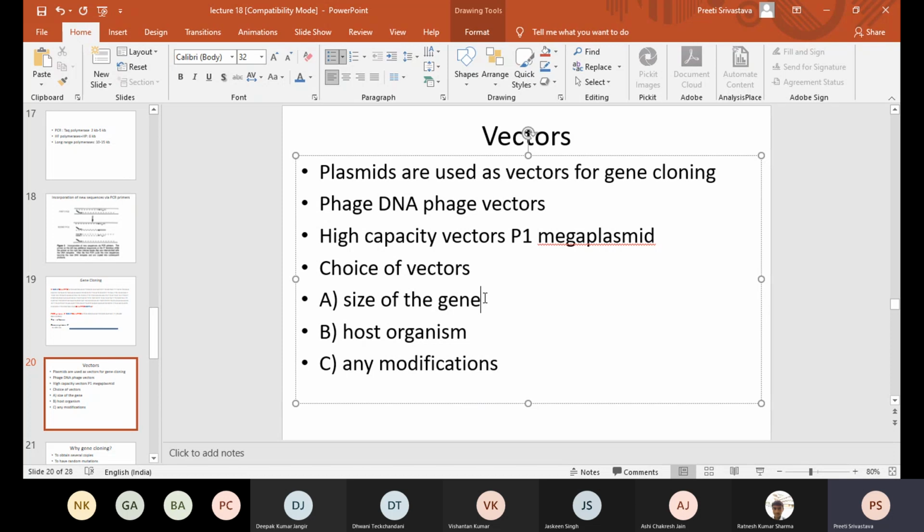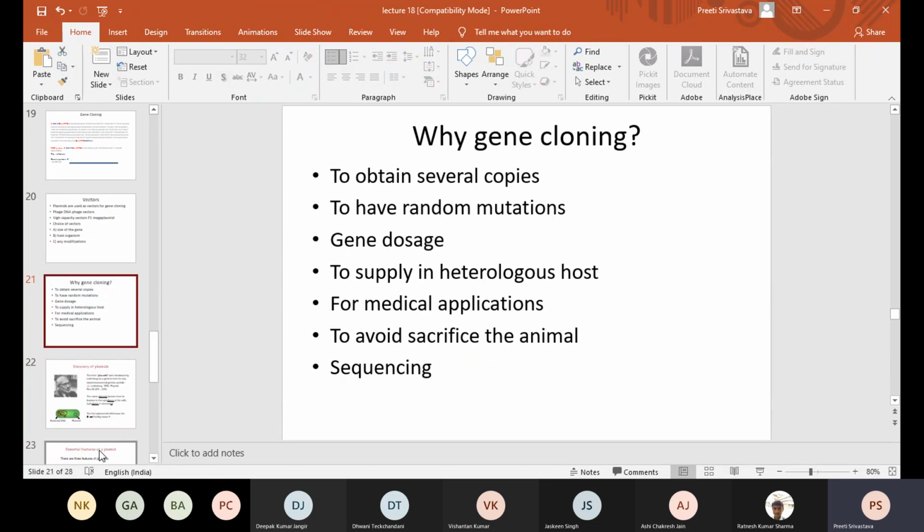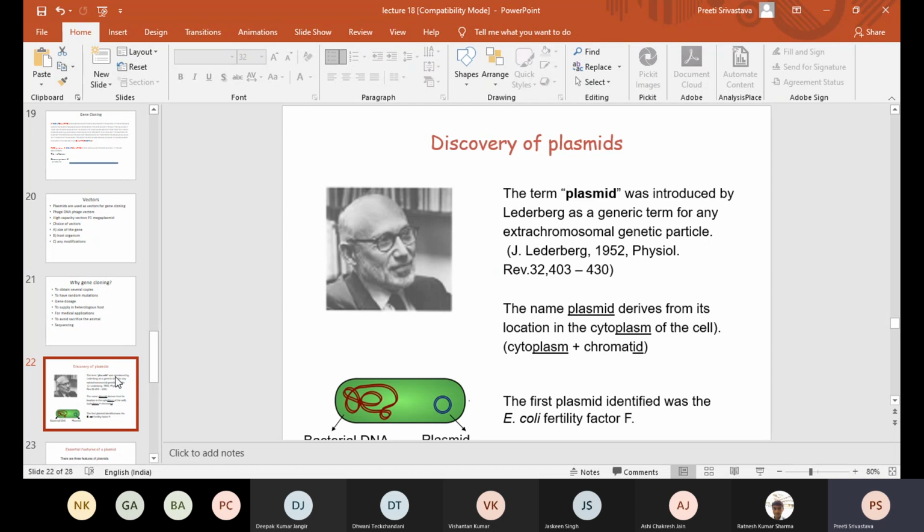Okay. So we will start with plasmids as vectors first, and I will not be going into the details of these high capacity vectors, which are called PAC, BAC and YAC. You will learn these in 733. I'll be discussing with you plasmids and how plasmids can be used for gene cloning.